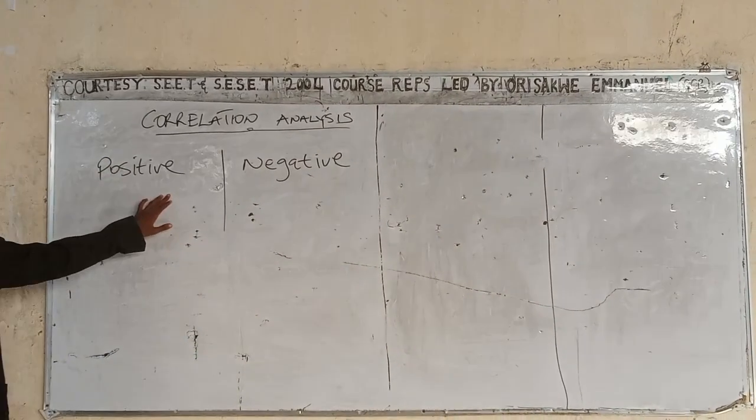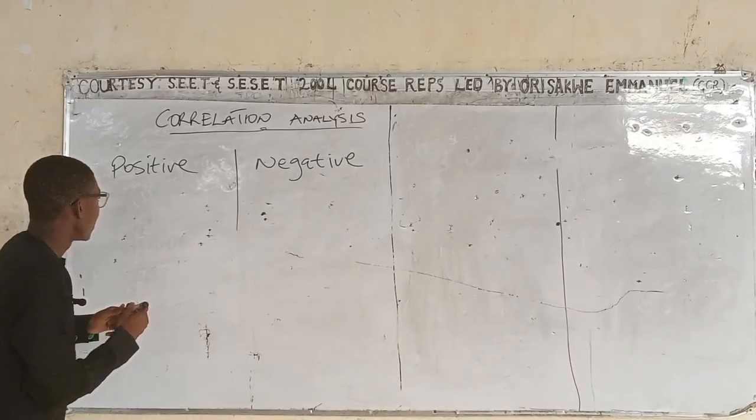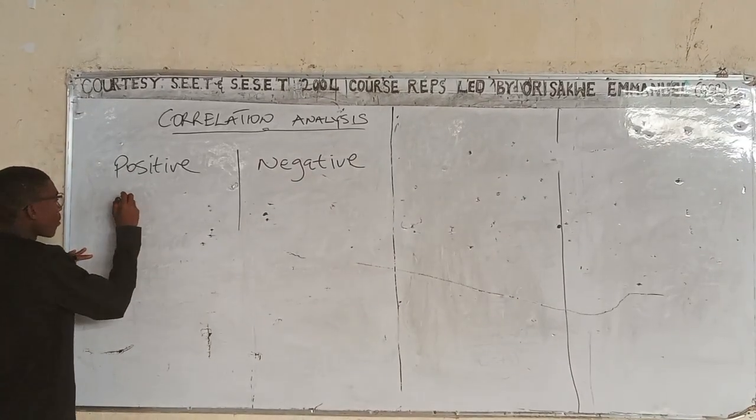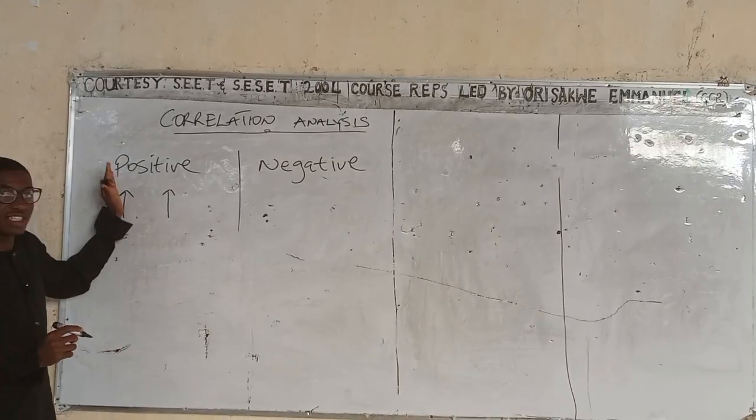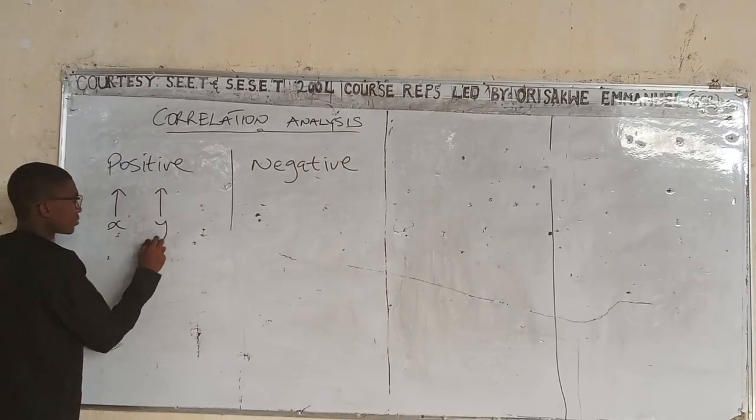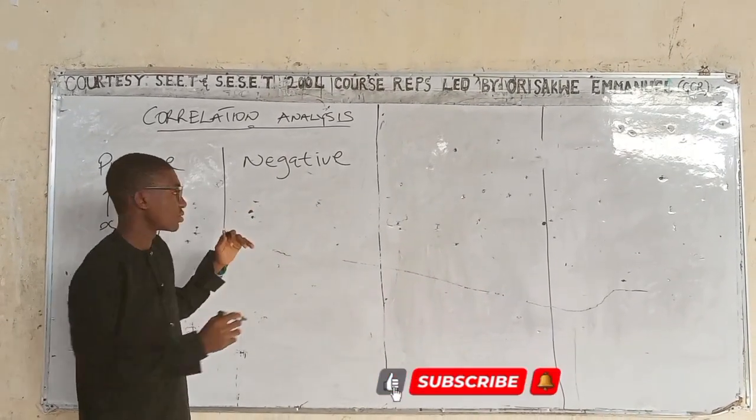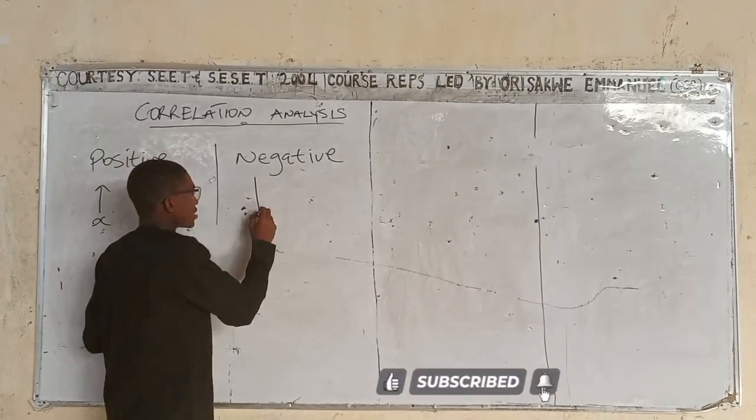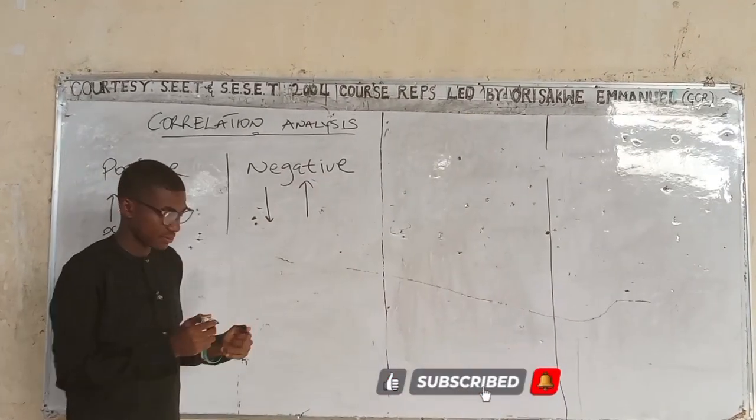A positive correlation is one in which the variables move in the same direction, meaning if the x variable is moving up, the y variable is also moving up. Or you can say if the x variable is increasing, the y variable is also increasing. So this is the x variable and this is the y variable. While for a negative correlation, the variables move in opposite directions, meaning if your x variable is decreasing, your y variable is increasing, and vice versa.